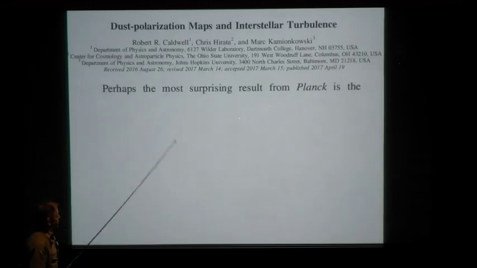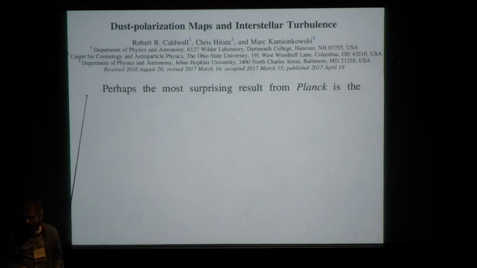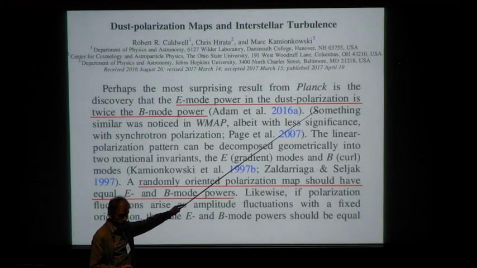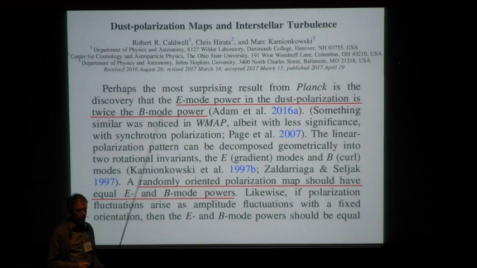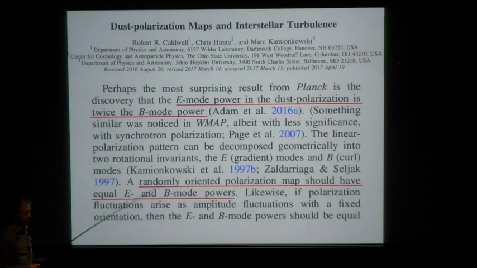In a recent paper by Mark, he wrote that the most surprising result from Planck is that the E mode power in the dust polarization, so not the CMB, is twice as big as the B mode power. That is one of the important results. Secondly, it really is very different from what anybody expected until then. If you had, for example, a random polarization map, you should expect those two powers in the E and B modes to be approximately equal.